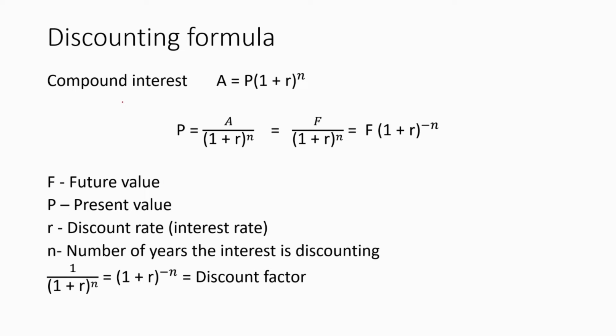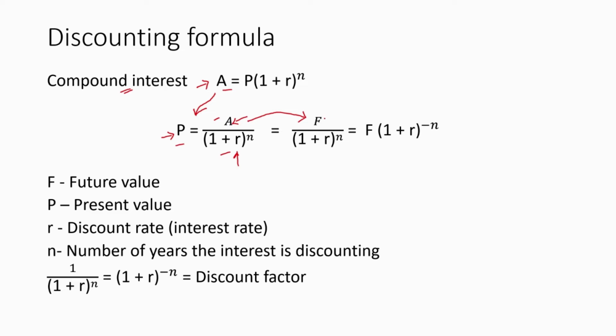Now let's discuss the discounting formula. If you remember simple and compound interest, we discussed this formula, which is A equals P times (1 plus R) to the power of N. Now what we have done here is reorganize this equation to this, which is P equals A over (1 plus R) to the power N. This equation will calculate the present value using the future value, and the interest rate here will act as the discount rate. For convenience, we have replaced the letter A with the letter F.